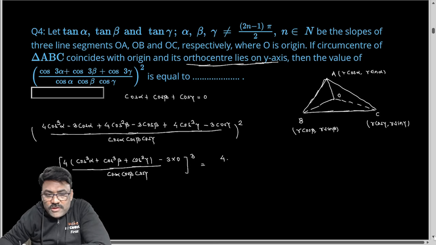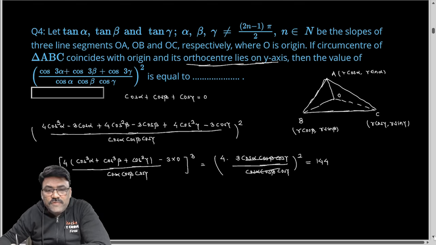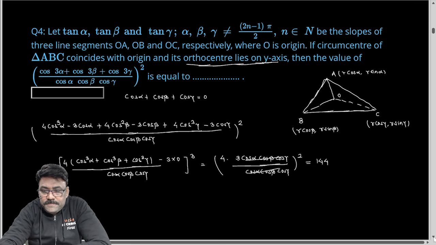So in the numerator you have a cube plus b cube plus c cube, and in the denominator you have abc. And a cube plus b cube plus c cube can be written as 3abc. So I can write cos cube alpha plus cos cube beta plus cos cube gamma as 3 times cos alpha cos beta cos gamma. And in the denominator, I have cos alpha cos beta cos gamma. Means the problem is solved. This cos alpha cos beta cos gamma disappears. 12 squared is 144. So 144 is the correct answer here, right?